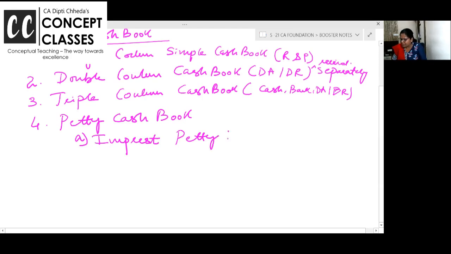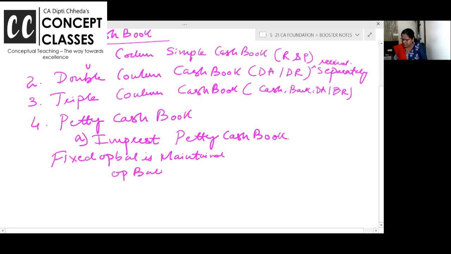Imprest petty cash book. Now this is a beautiful term; at inter level you will use it in branch accounting also. To my branches also I give a fixed cash. Imprest petty cash means a fixed opening balance is maintained. Like I'll give you 200 rupees opening balance.